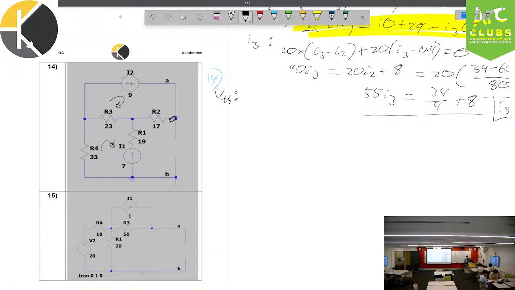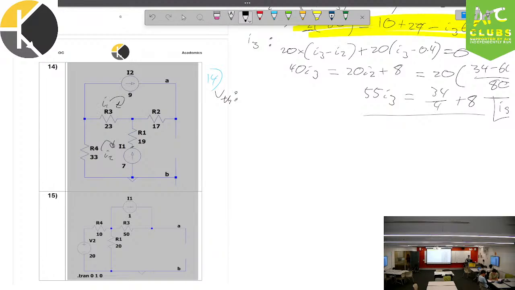Now, why do I say that? Because I see 2 meshes, I see 3 or 4 nodes, right? That I would need to consider for my equations. So, I'm just going to use the 2 meshes, right? I'm going to use I1, I'm going to use I2.